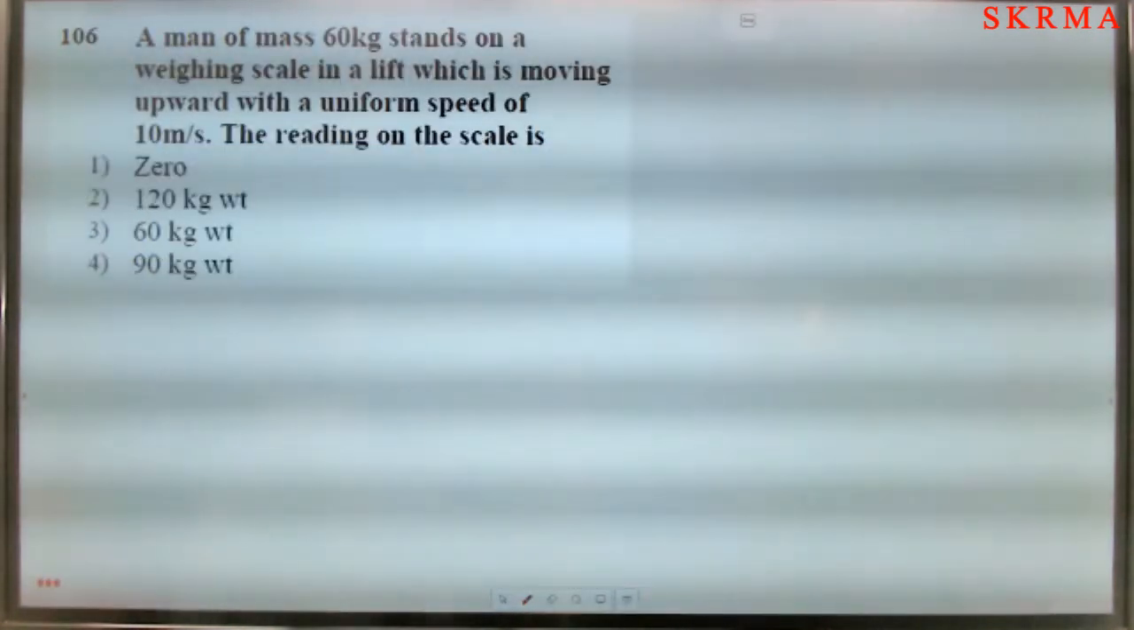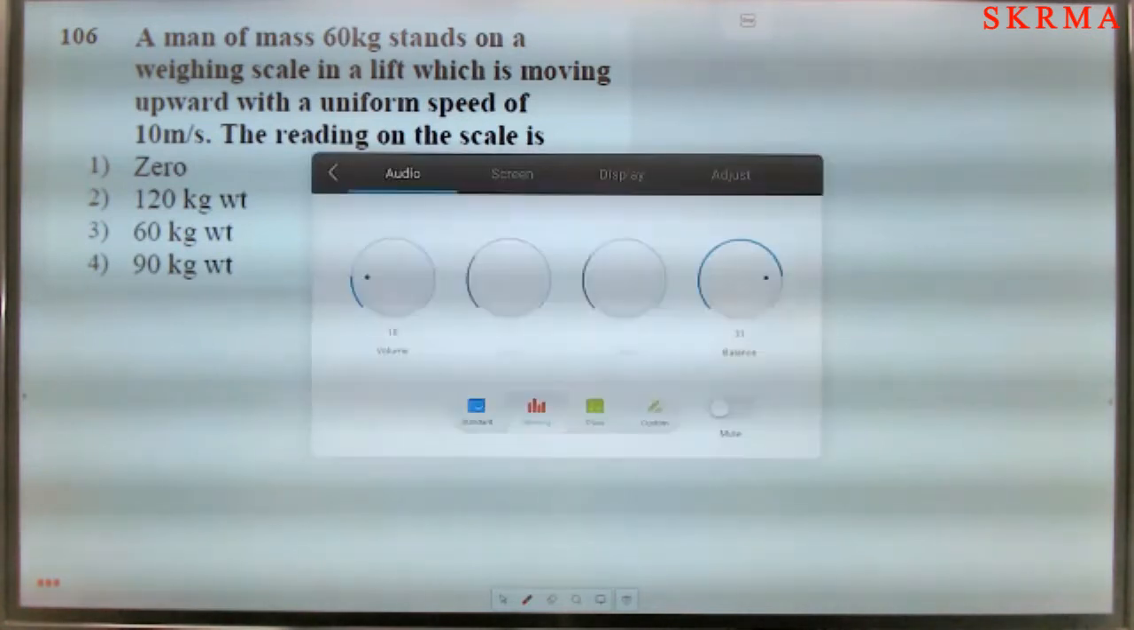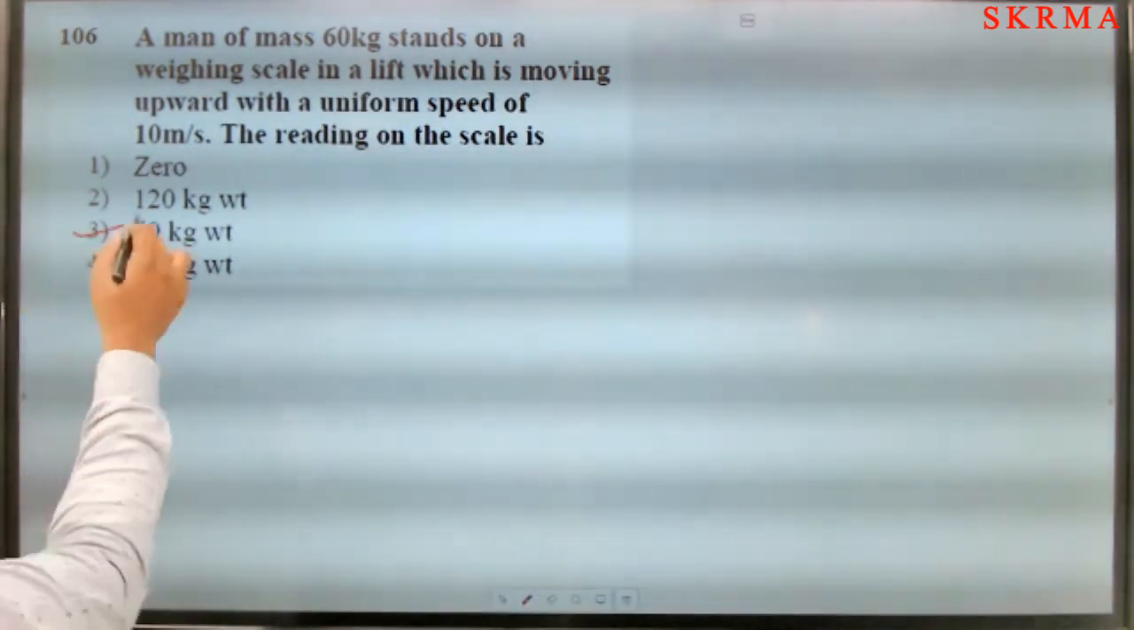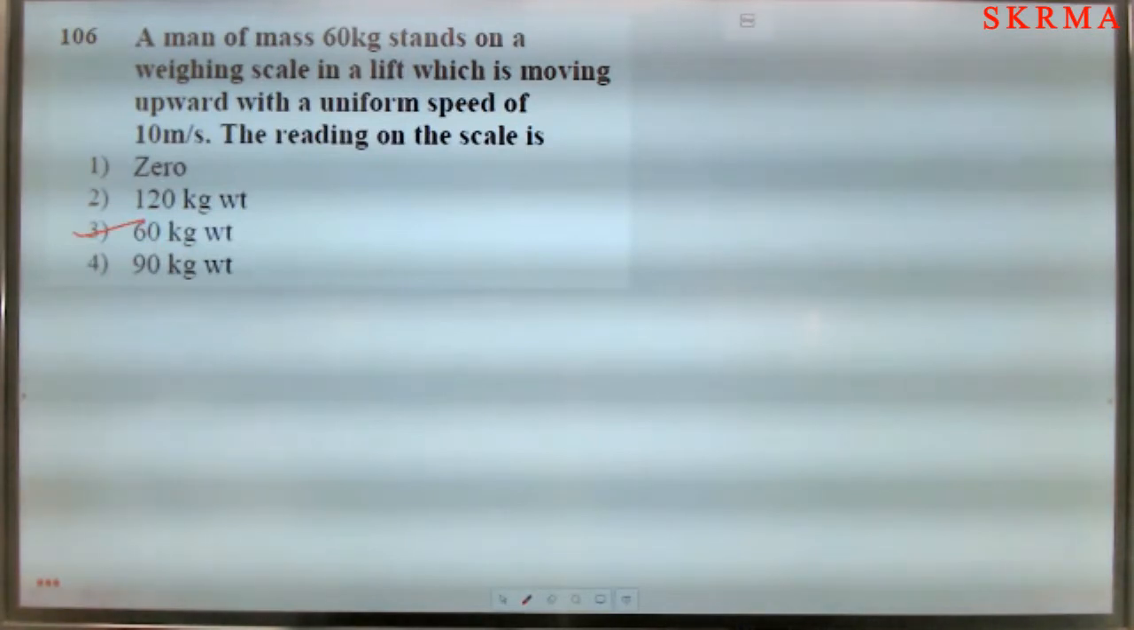Next. A man of mass 60 kg stands on a weighing scale of a lift moving upward with constant speed 10 meter per second. Then what is the reading of the scale? So here the lift is moving with constant velocity. If it is moving with constant velocity, there is no change in apparent weight. So you will get a 60 kg weight only.